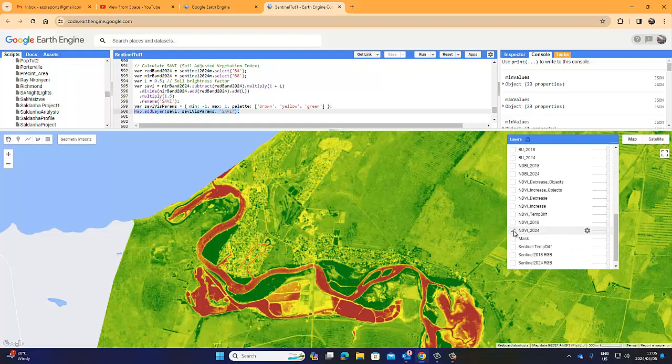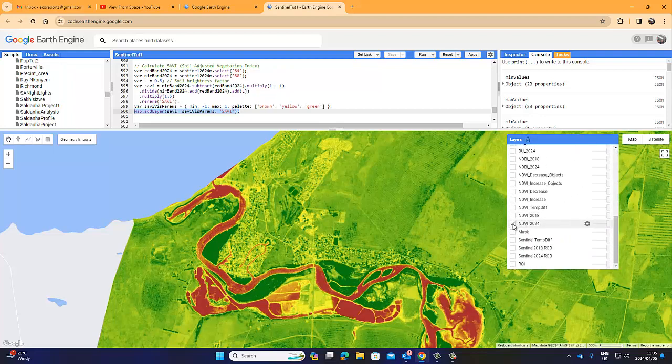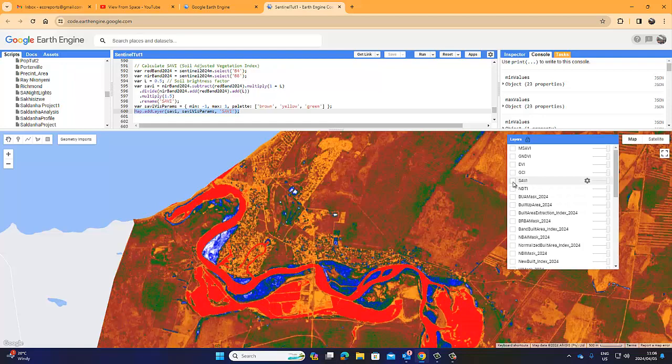Just to see whether there's actually a difference between the two. Let's have a look. For whatever reason, my NDVI does not want to display. Why is my NDVI not wanting to display? Anyway, we can come back to it. Let's leave it open and see what happens.